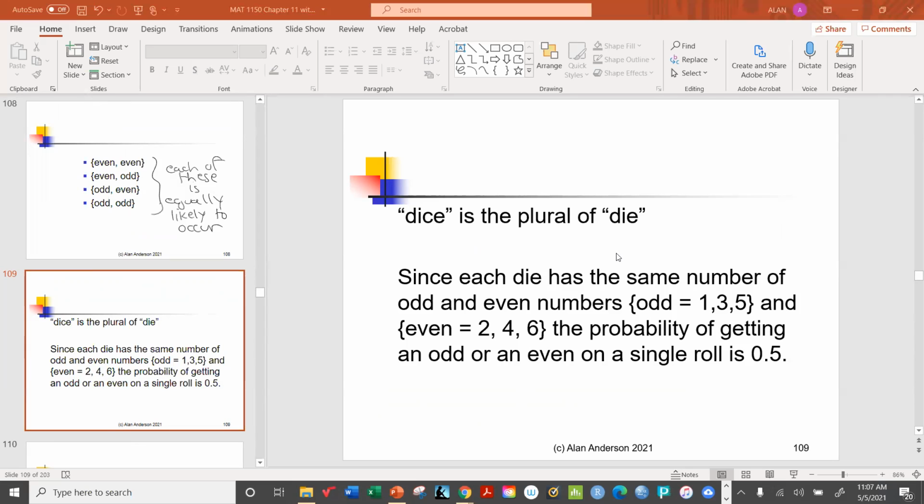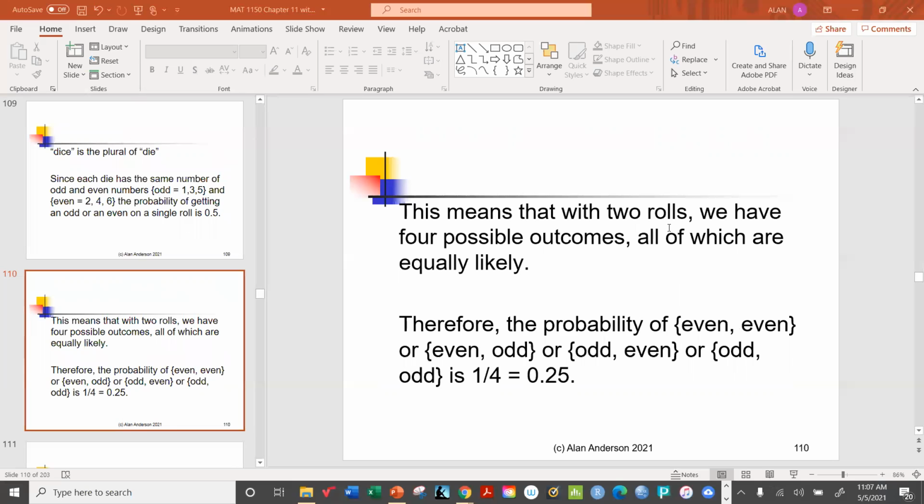Okay, so now each die has the same number of odd and even numbers, which implies that the probability of an odd and an even are both equal to 1/2. They're both equally likely. So that means we have 2 rolls, 4 outcomes, each of which is equally likely to occur. In other words, any one of these has a 1/4 or 25% chance of showing up. That's important, as you can see in our calculations. It doesn't always work out this way, and if it doesn't, then our results will be much more complicated.